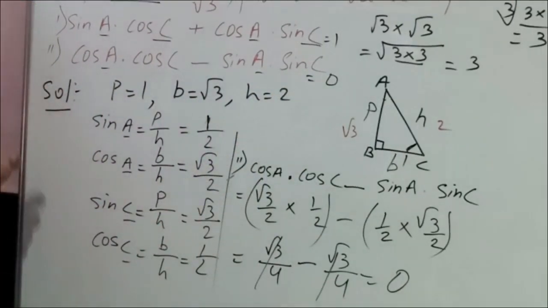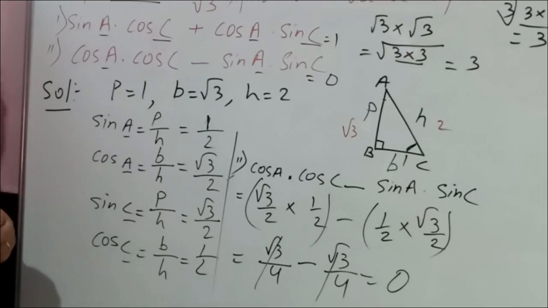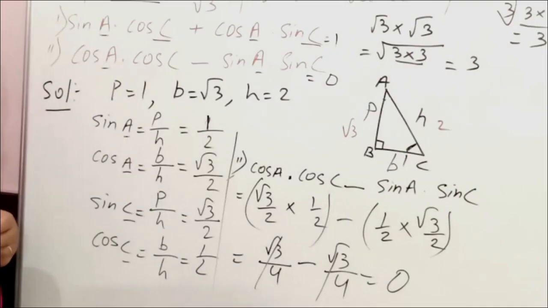Very easy, no children? Very easy. Once you find the trigonometric ratio values, you can easily do these questions. This was the first question I gave. I think most of you got the answer. I hope you got the answer. Now I will move to the second question.